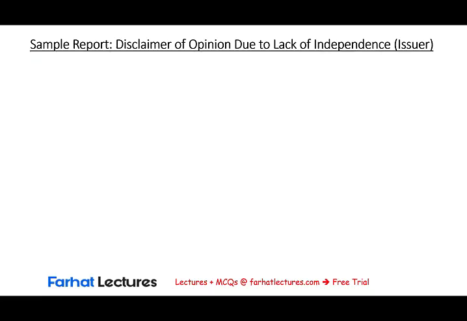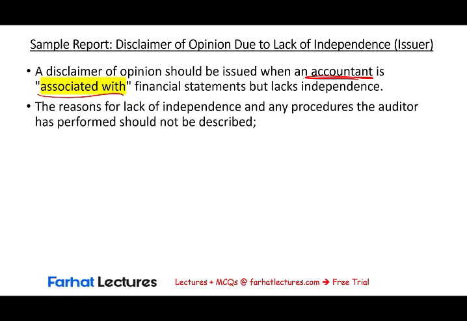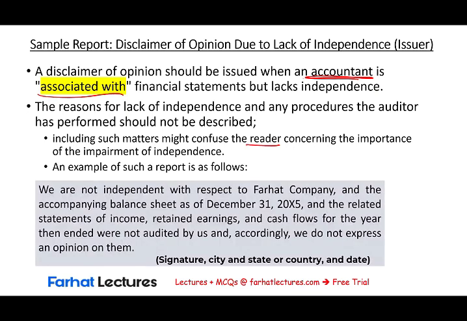Now, as I mentioned, you could also have a disclaimer if the auditor lacks independence. So a disclaimer of opinion should be issued when the accountant is associated with the financial statements but lacks independence. The reason is any procedures the auditor had performed should not be described. If you lack independence, that's it. You don't say anything. I just lack independence. Including such matters might confuse the reader concerning the importance of the impairment of independence. So simply put, once you know, I don't think I can keep going.